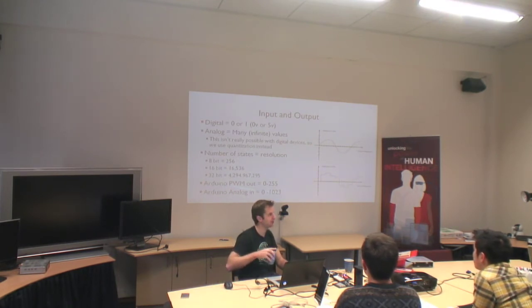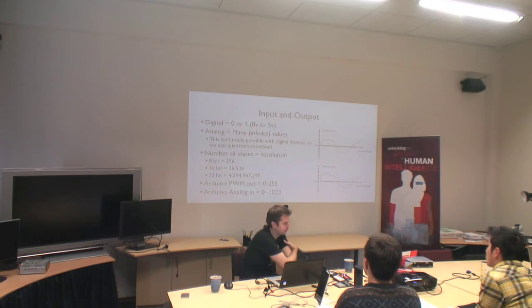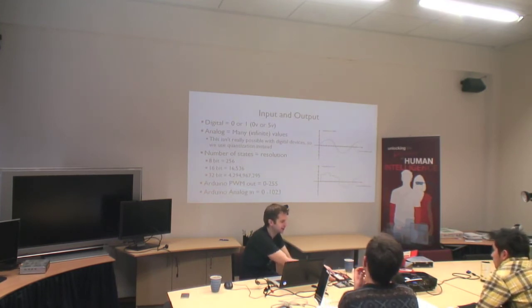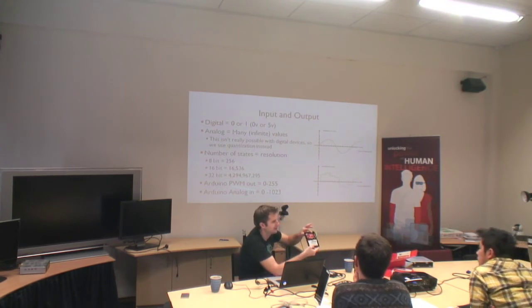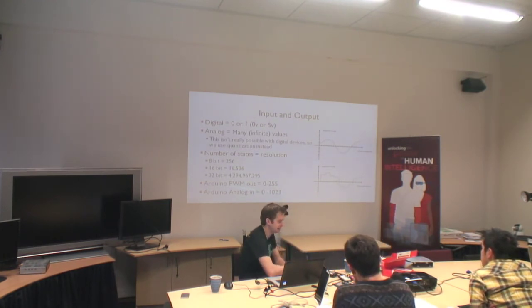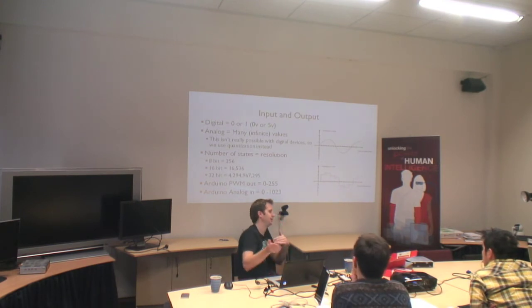So input and output, we'll just cover this and then we'll have a little break. There are two different types of input and output on an Arduino board. There's digital I/O, so most of these pins down here are digital I/O, so they are either a 1 or a 0, or a high or a low, or 0 or 5 volts. And then down here we have 6 analog inputs.